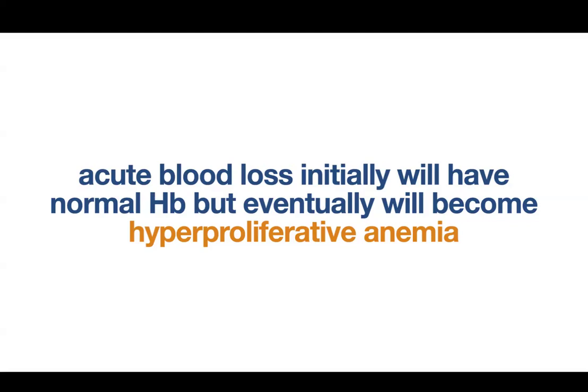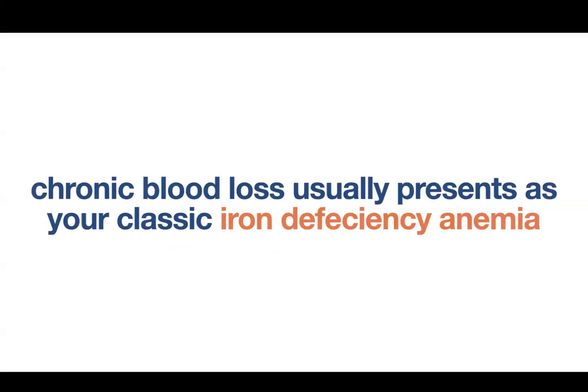Take it more chronic, and let's say someone's been bleeding for months, then these patients will present with a hypoproliferative anemia. Usually it's going to be something like an iron deficiency anemia because you're exhausting the iron stores. But initially, it's going to be a hyperproliferative anemia. Chronic blood loss usually will present with your classic iron deficiency anemia. Initially, your body tries to compensate by pumping up the RBCs, but then there's just simply not enough iron in the body, and the factory begins to slow down once again.